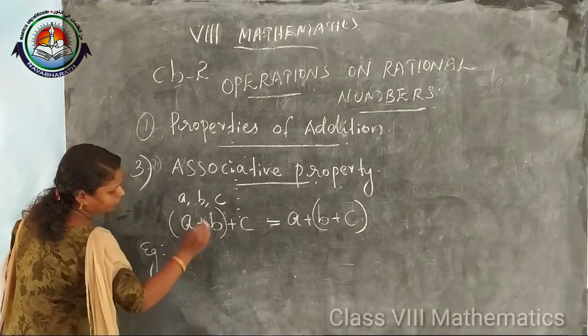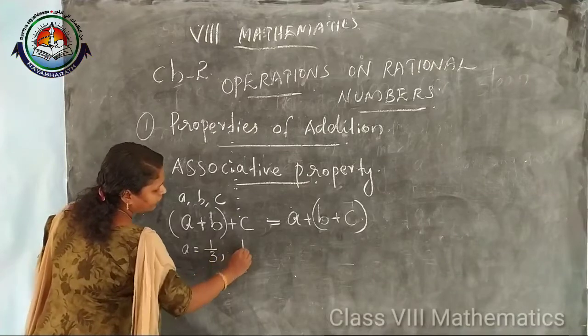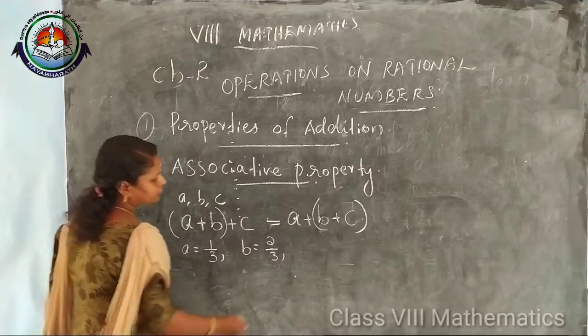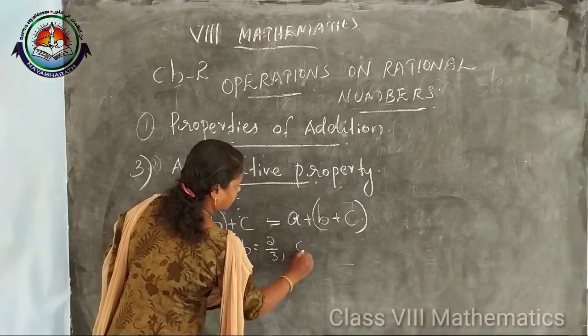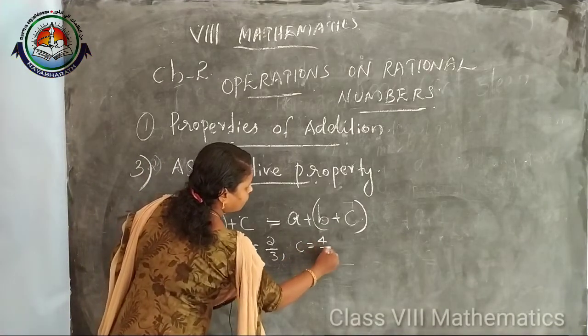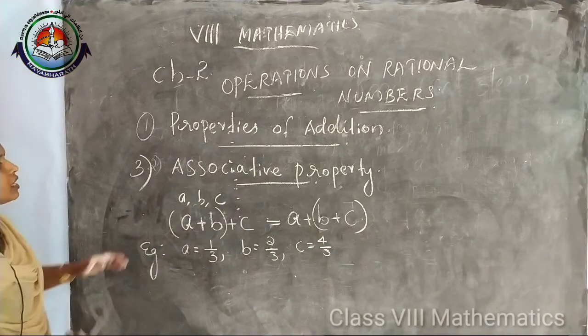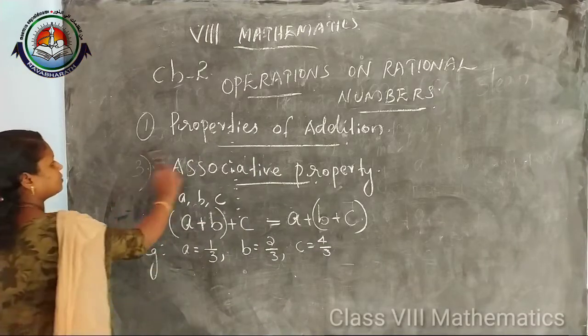Okay, we can take one example. Suppose A equals 1 by 3, B equals 2 by 3, and C equals 4 by 3. Three different rational numbers. Then we can verify this property.